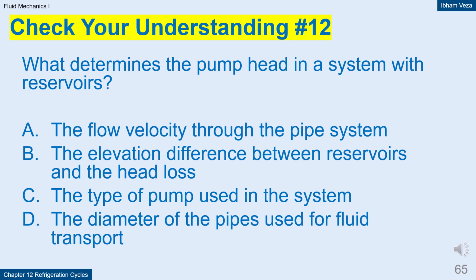Explanation. A. Incorrect, because flow velocity affects dynamic head but does not directly determine the total pump head. C. Incorrect, because the type of pump affects efficiency but not the fundamental calculation of pump head. D. Incorrect, because pipe diameter influences friction losses but is not the primary factor in calculating pump head.